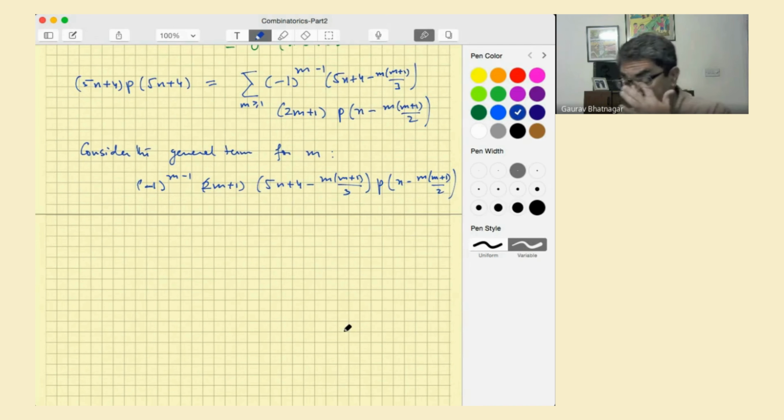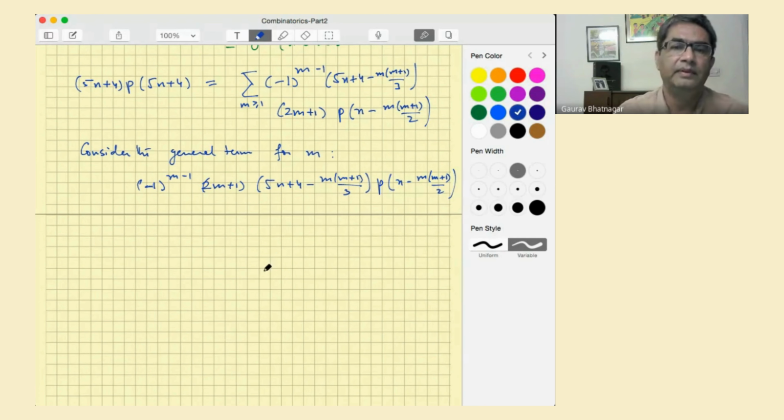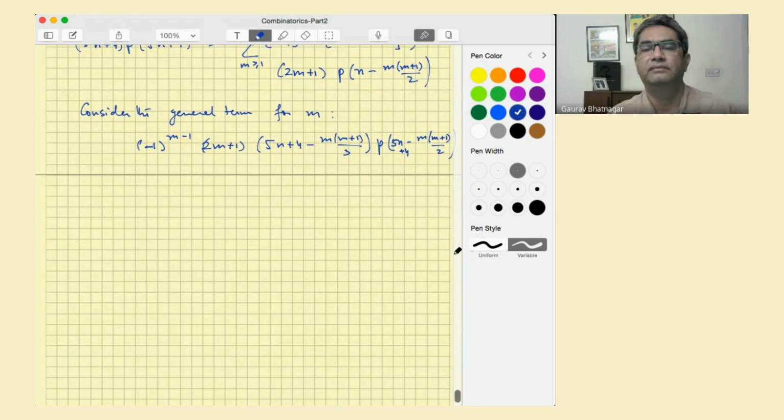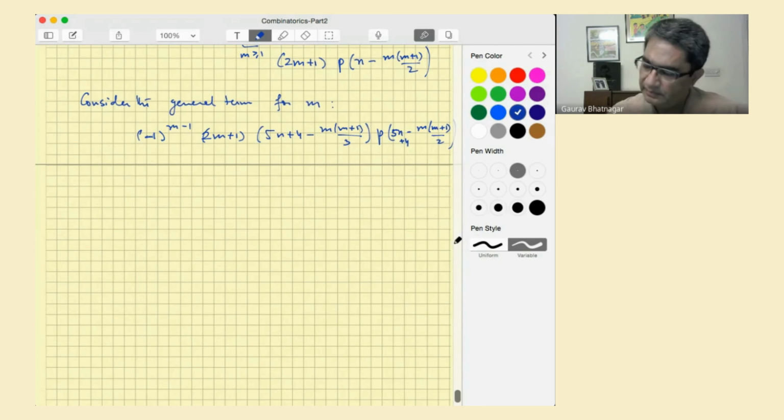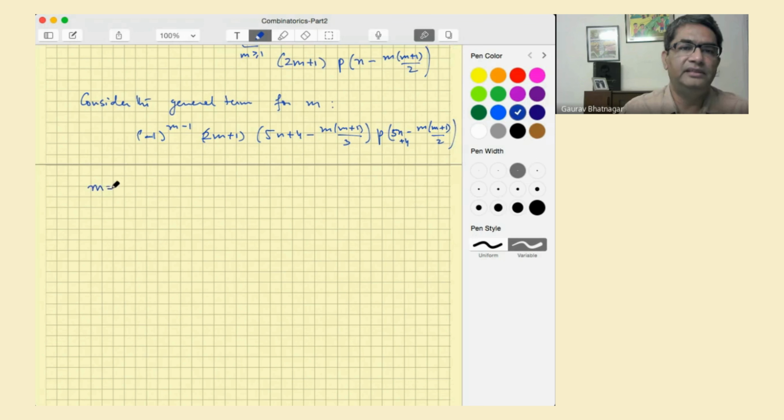So now, Professor, shouldn't you replace the n in the last term as well, inside p? Yeah, exactly: 5n plus 4 minus this. Yeah, so now consider the following cases. Suppose m is equal to 4 or 5 mod 5.